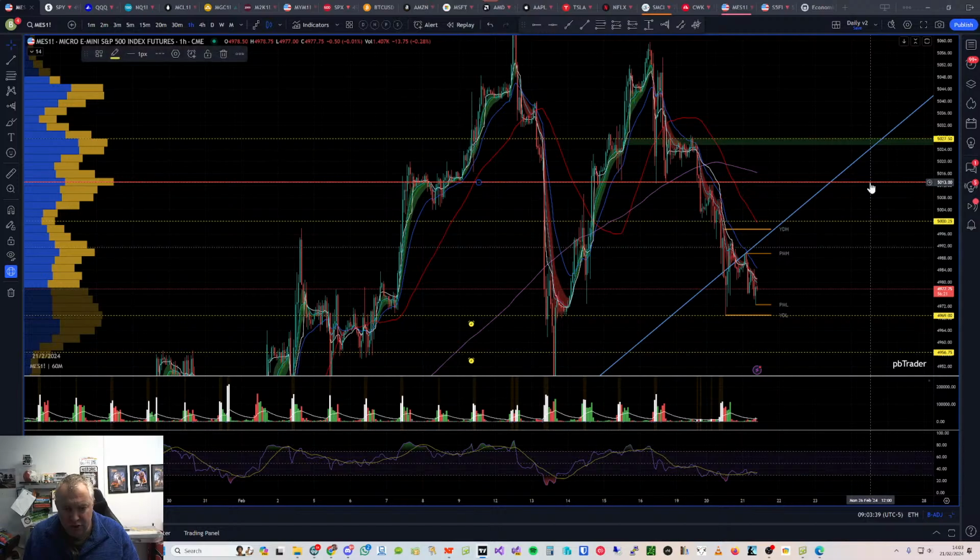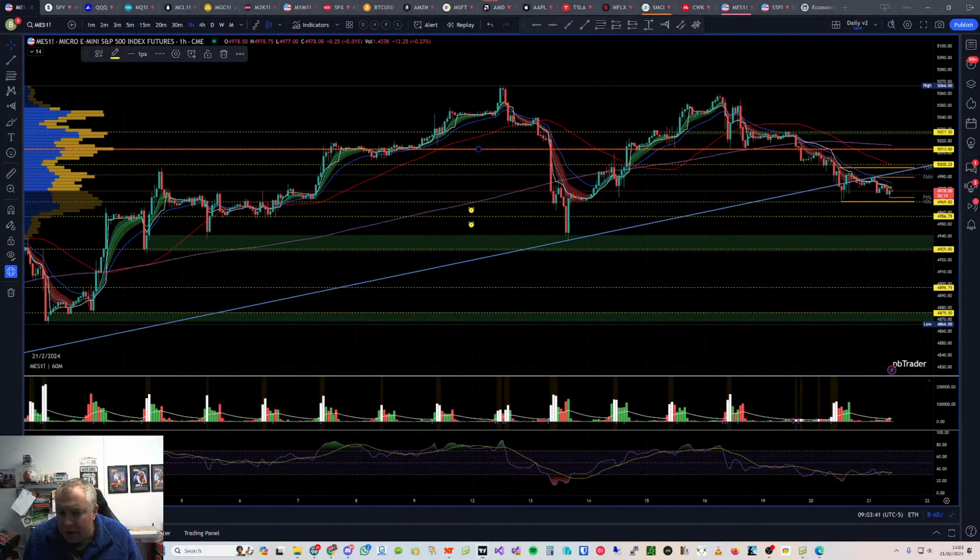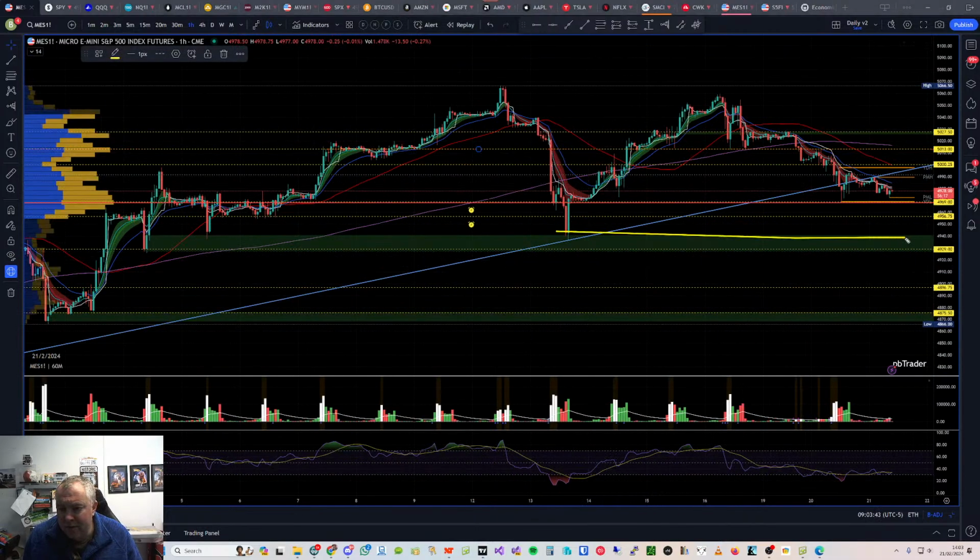Let's just reset the chart. And then we have this area of demand where we could look for a reversal or a take profit. So they're the two areas. That's the two trades I'm watching if we come down to that area.